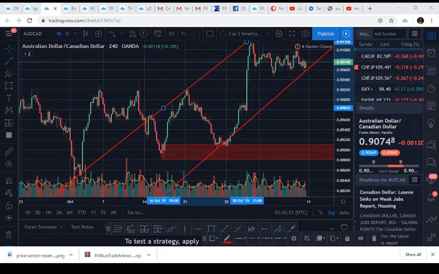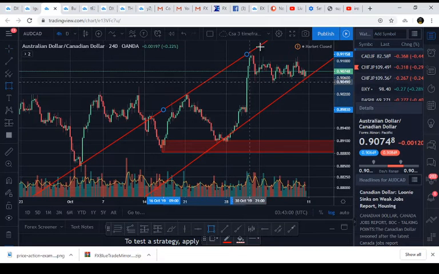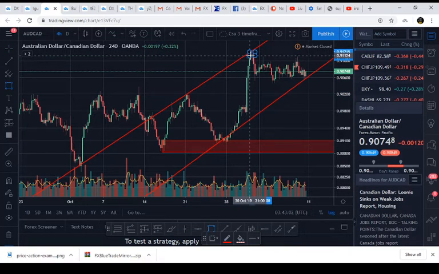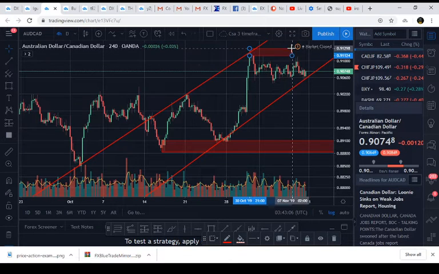Let's look here. Let's use the cheat code. Use the cheat code as your friend here. There we go. So now I know where to draw everything. Didn't have to spend time looking at the chart. Just follow what the indicator says. Nifty little cheat code here.